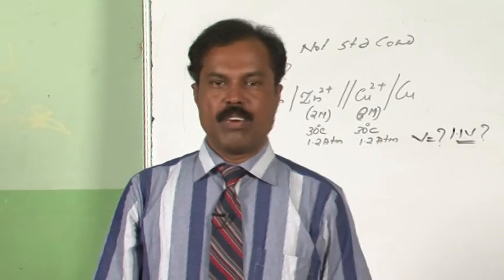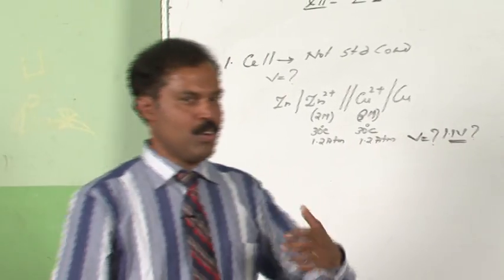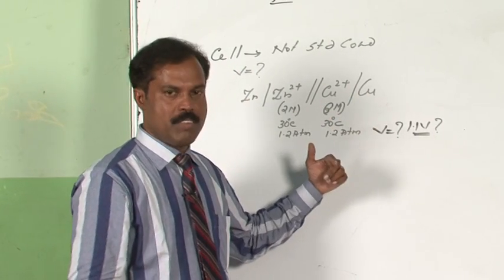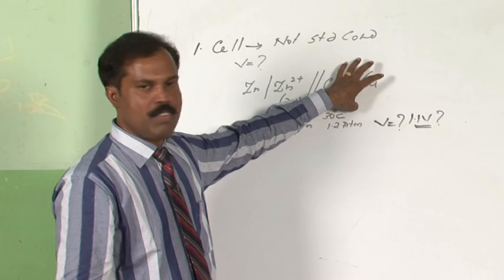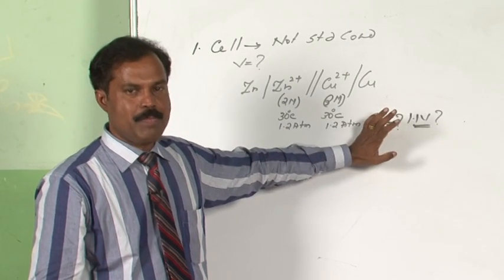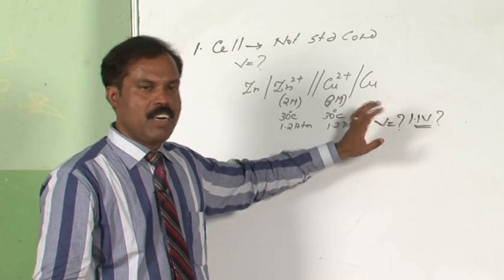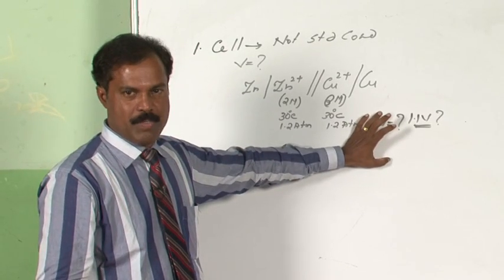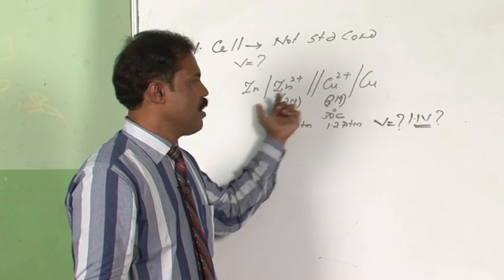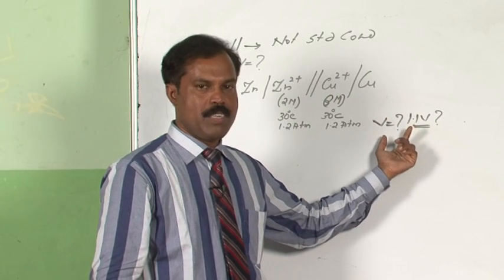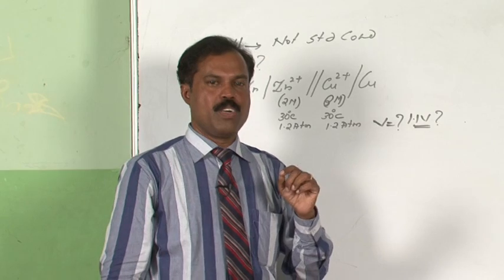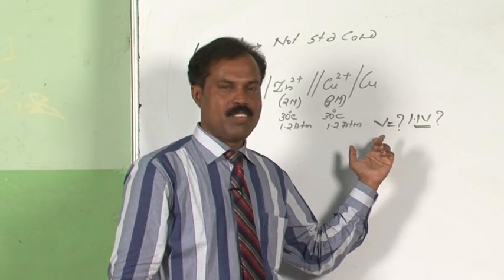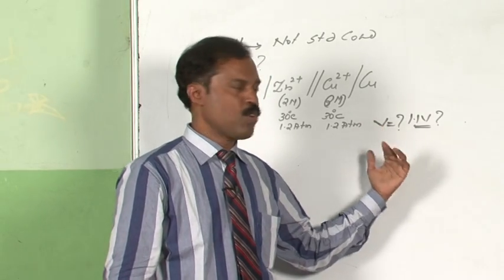Obviously, when the electrode is not in the standard state, you cannot take the electrode potentials which are given in the electrochemical series, because the potentials given in the electrochemical series are standard reduction potentials. Right now, the cell is not under standard conditions. So obviously, the EMF of the cell cannot be calculated using EMF from the electrochemical series. So under such circumstances, what do we do?